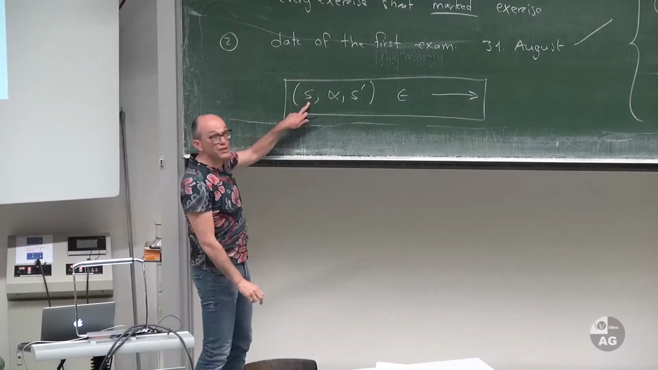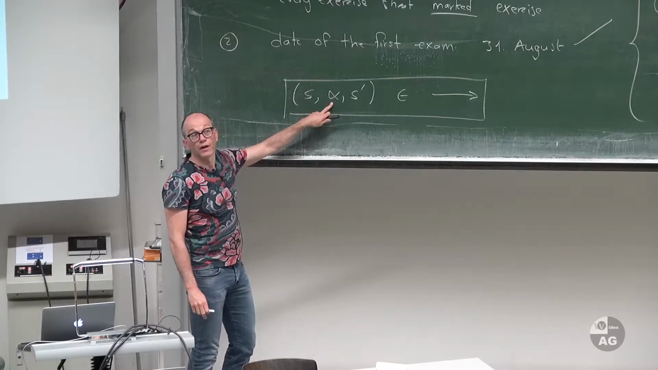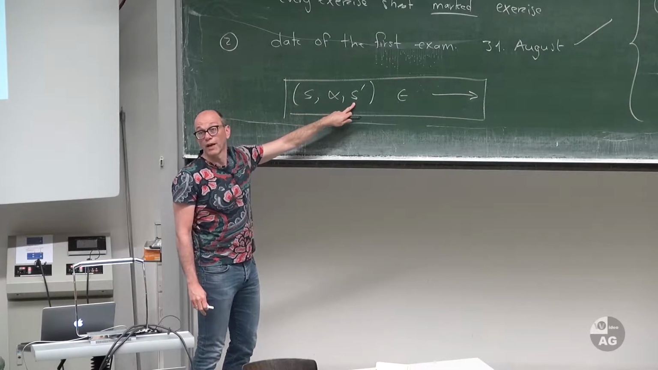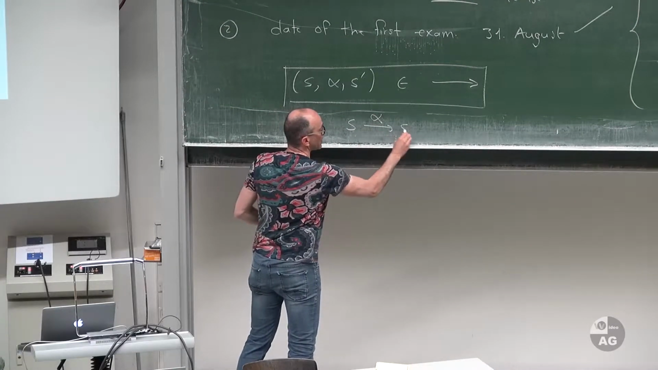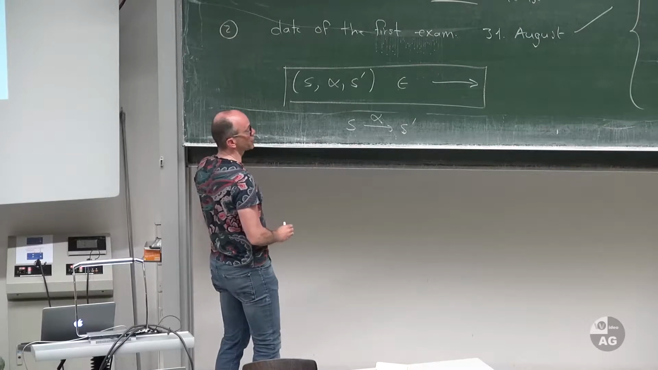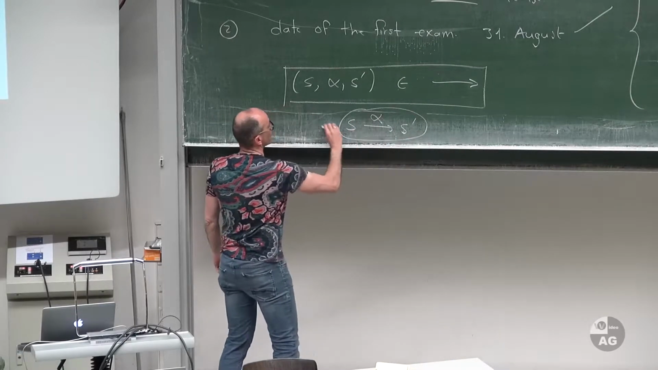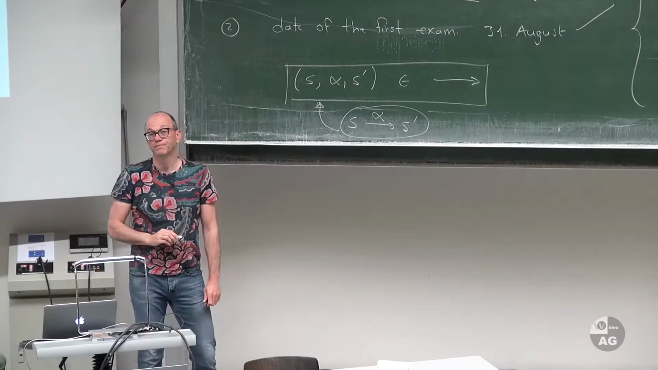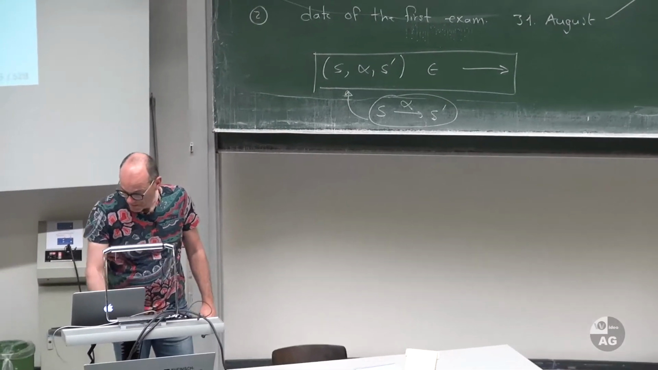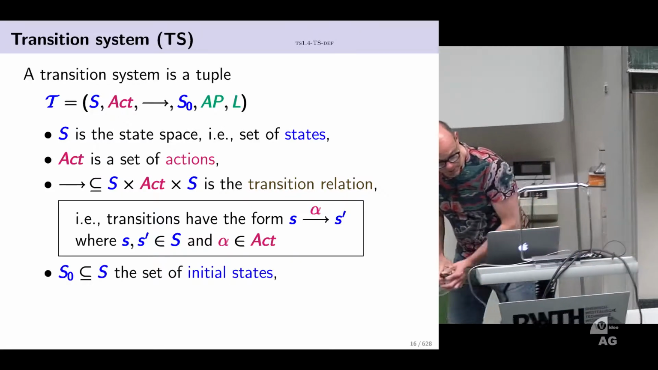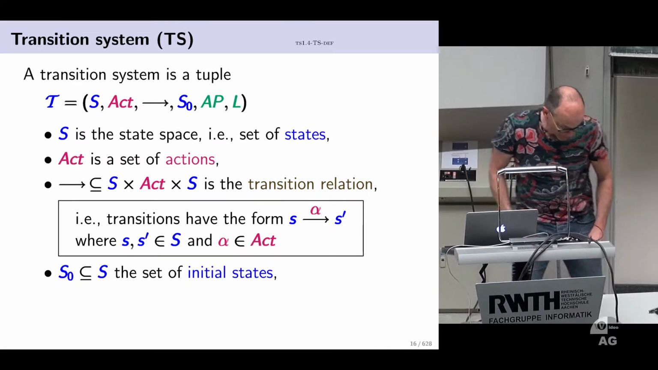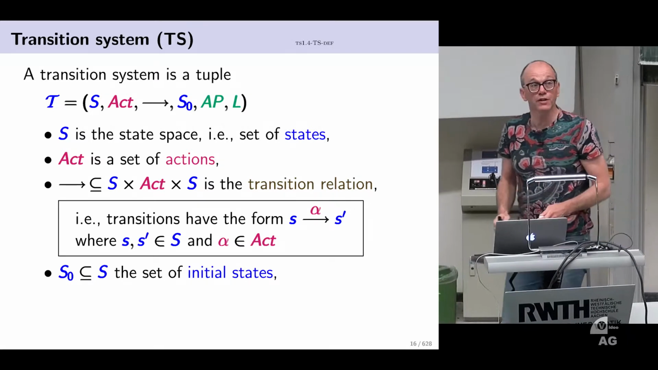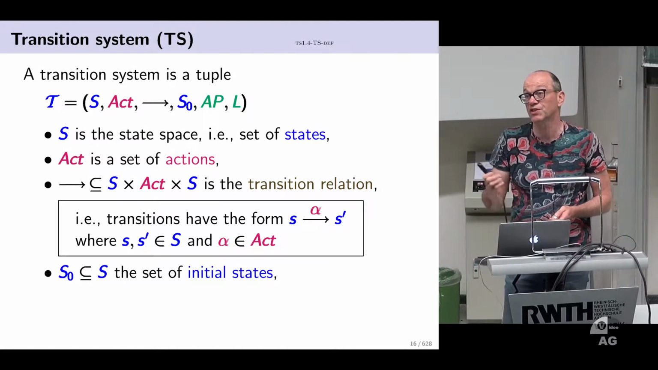This means that we currently are in state s, then we can take action α, and the next state will be s'. I'm going to use this abbreviation, which is on the slide: s α s'. It is just a shorthand for what we have written here formally. Then we have a set of initial states. It can typically be one state, but can also be more. If there is more than one state initially, that means the system can non-deterministically decide where to start.